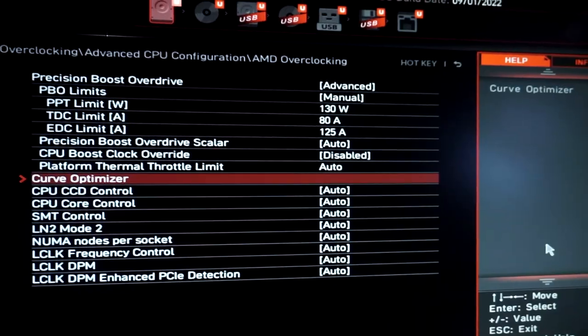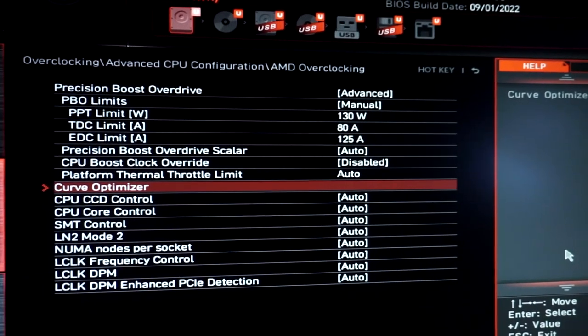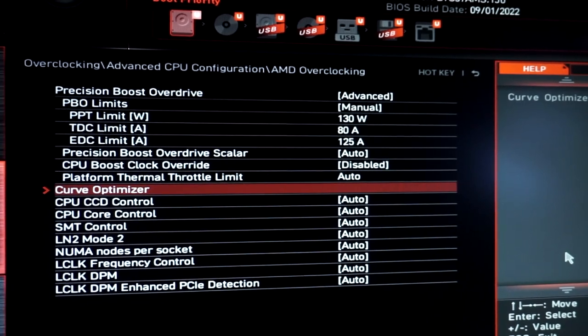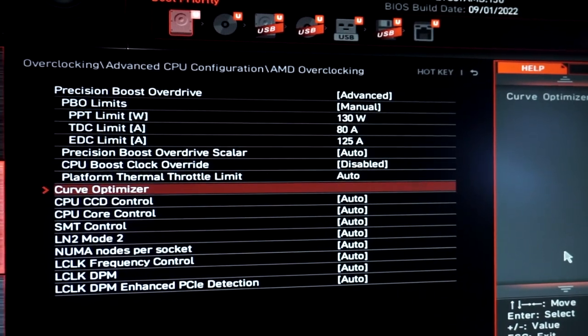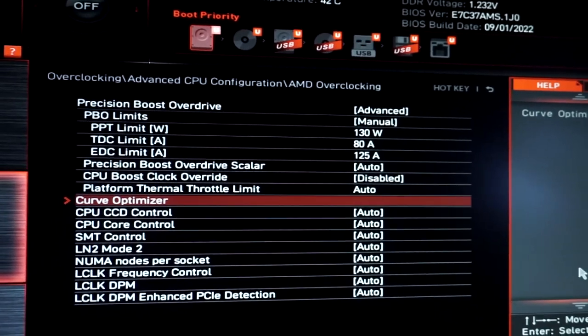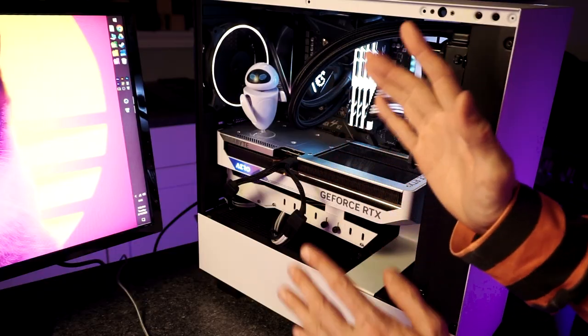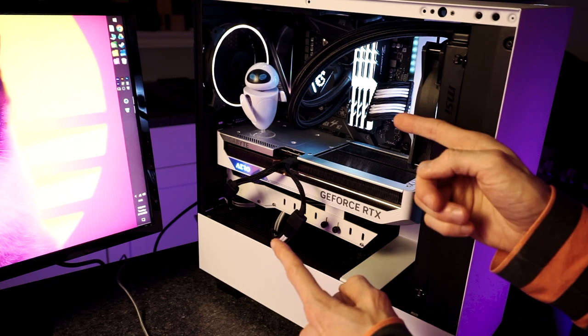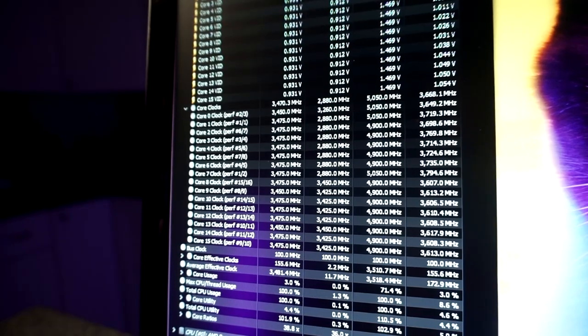Hence the throttling. So what Sand Sculpture helped me do is fine-tune my PBO limits. We found a good set of PPT, TDC, and EDC values that it was stable at. And I'm basically running at a 95 watt eco mode with this setup. It did work like this though.